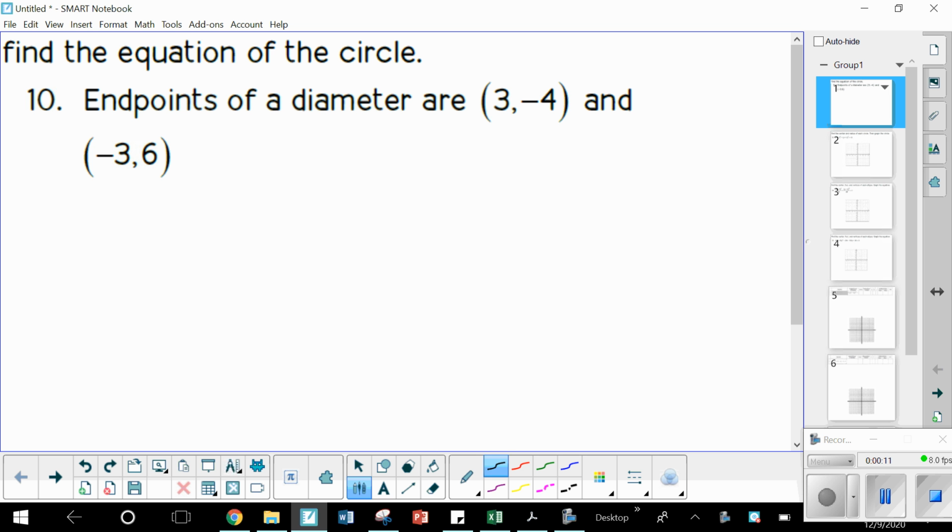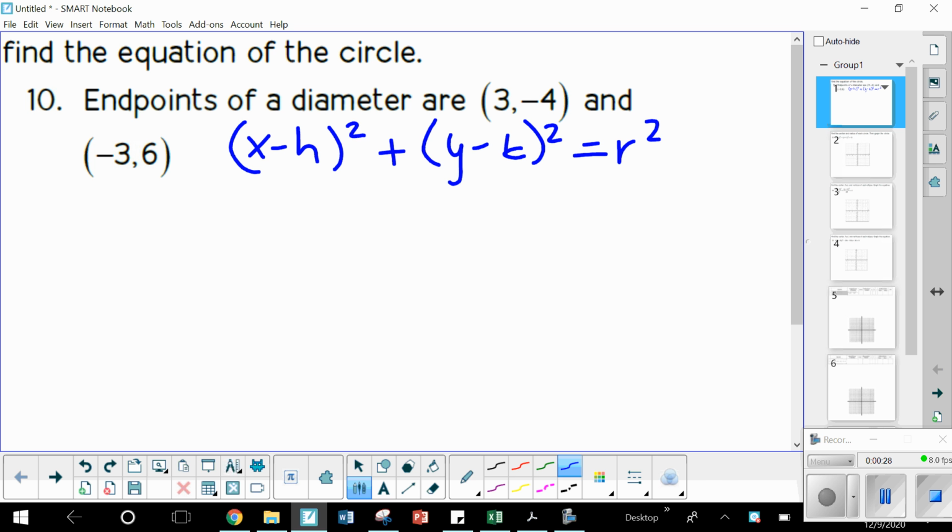In order to write the equation of the circle, we need to know that it is (x minus h) squared plus (y minus k) squared is equal to r squared. So there's the equation of our circle. What we need to do is find h, k, and r. So we need to find the center of the circle, and then we also need to find the radius.